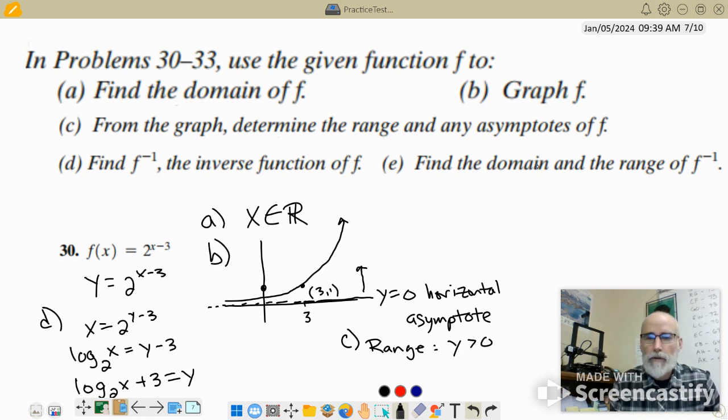E says find the domain and the range of f inverse. Okay, that's a bit trickier of a question. I want x to be greater than negative 3 for my domain. So domain, because I can't have a negative. So x has to be greater than negative 3. That'll make this positive right in here, right?